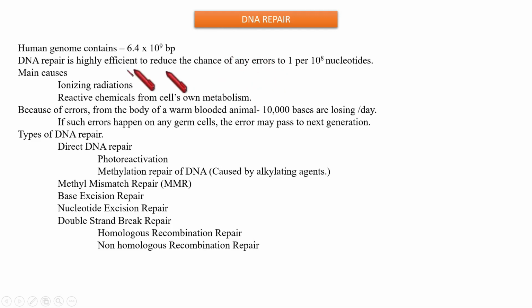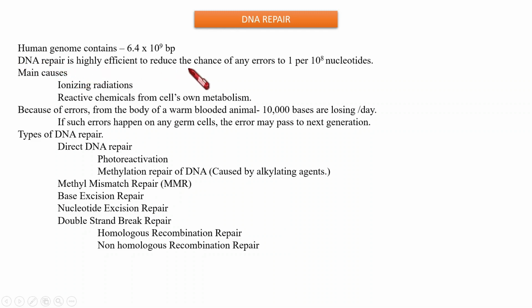And what is the rate in the presence of a DNA repair system? That DNA repair system can reduce the rate of error to 1 per 10 raised to 8 nucleotides. That means if we consider 10 raised to 8 nucleotides, out of that only 1 will get mistakenly or wrongly incorporated into the DNA. So, it is reduced to that much level because of the DNA repair mechanism.